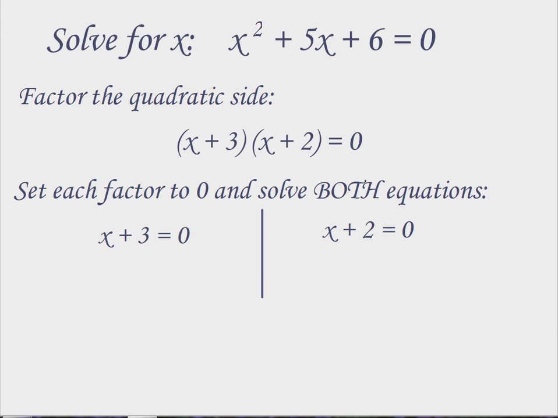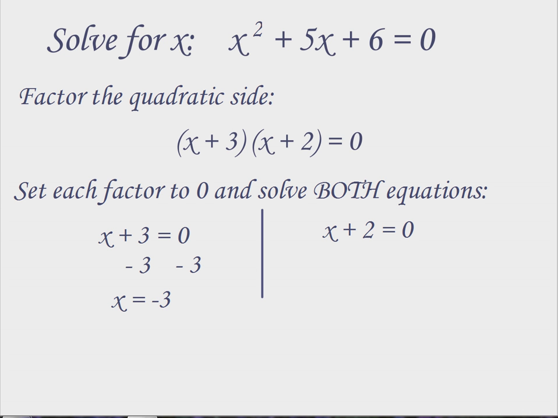The way I'm going to make that happen is I'm going to split these factors up, set each factor equal to 0 separately, and solve both equations. So either x plus 3 needs to be equal to 0, or the x plus 2 needs to be equal to 0. I'm going to solve them separately.